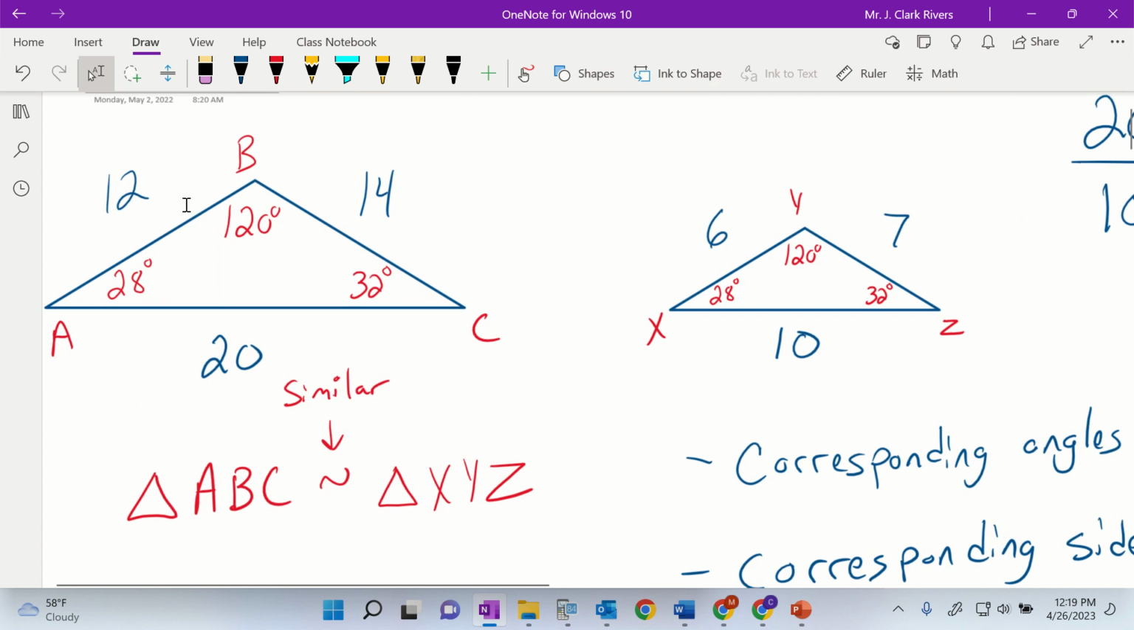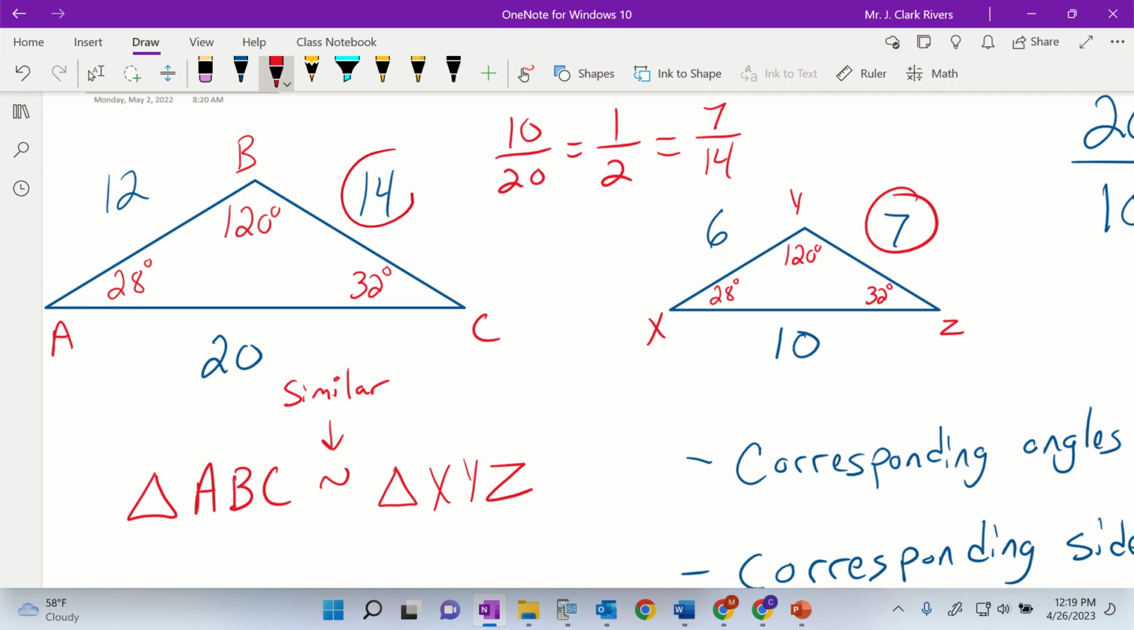Are we looking at them as big to small, like we did, like 20 to 10, 20 divided by 10 is 2, 14 divided by 7 is 2, or are we looking at it like small to big, 10 to 20, 10 to 20 is equal to 1 to 2, as is 7 to 14, right? 7 was here, 14 was here. They were corresponding to each other, as is 6 to 12.